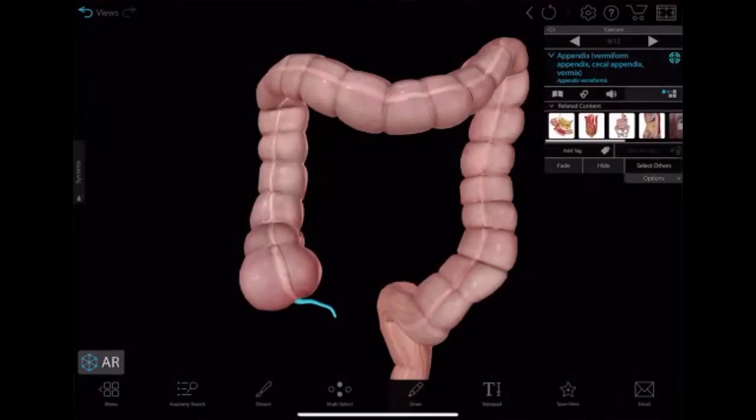So this one being the superior mesenteric artery. Okay, these are its branches. We already know that. So those are the jejunal and ileal branches. Okay, I'm adding them.